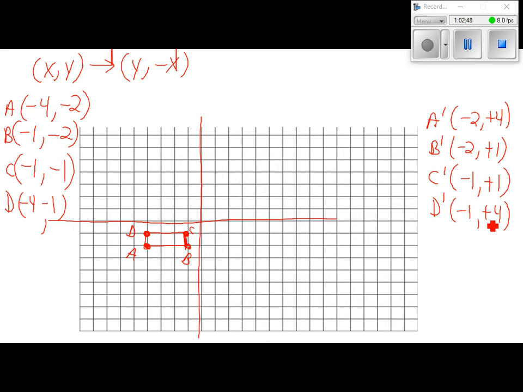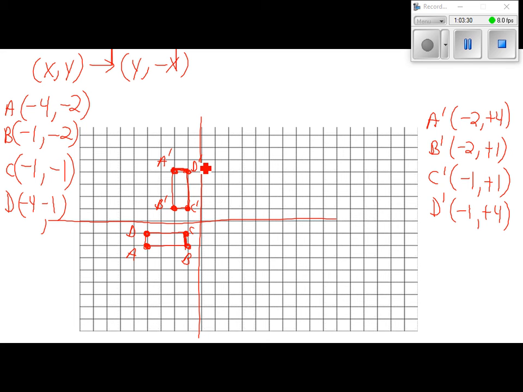Now I'm going to regraph that over here. So -2, 4. 1, 2, 3, 4. -2, 1. -1, 1. And -1, 4. So now our shape looks something like that. -2, 4. That was A. That's A prime. -2, 1. That's B prime. -1, 1. That's C prime. That's D prime.